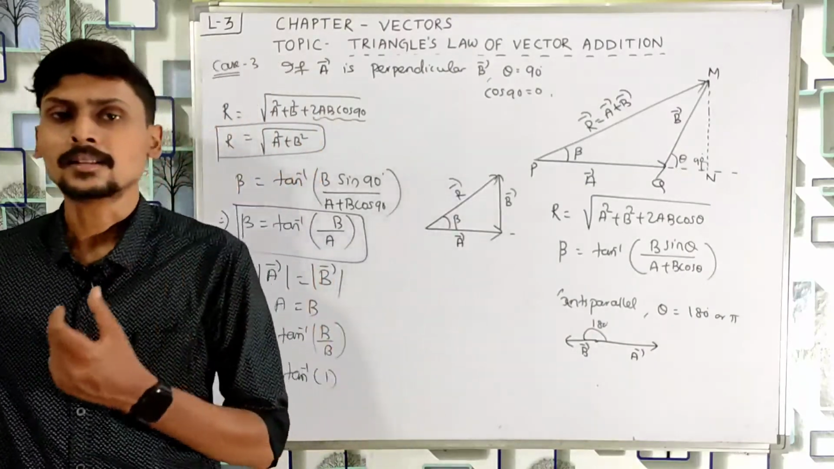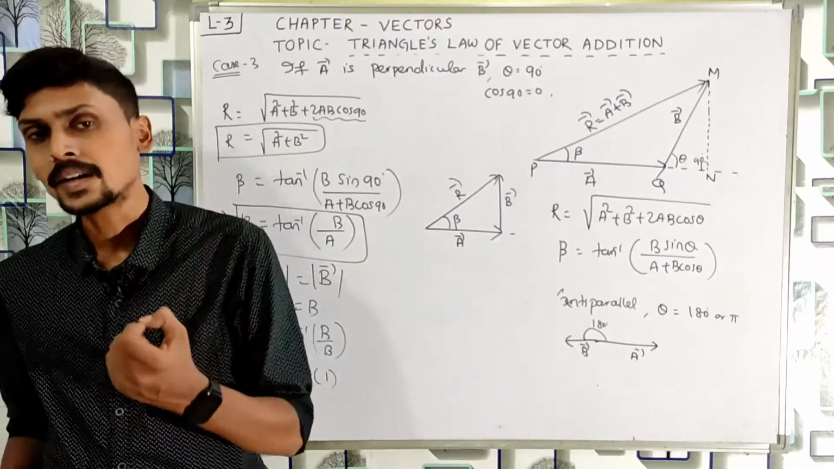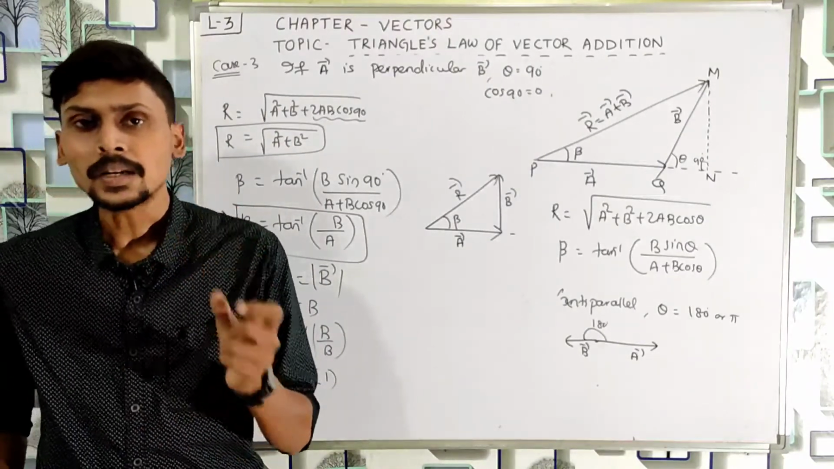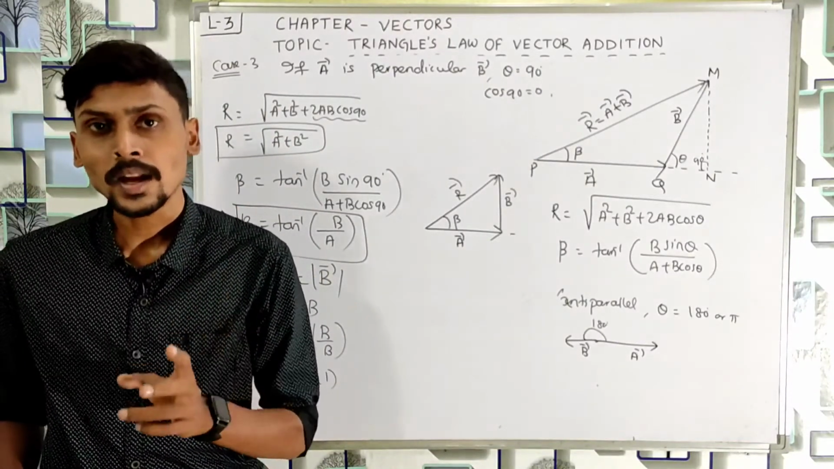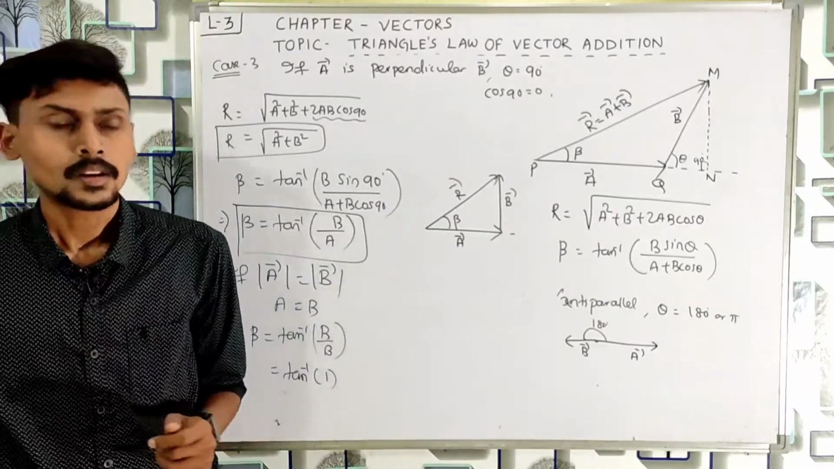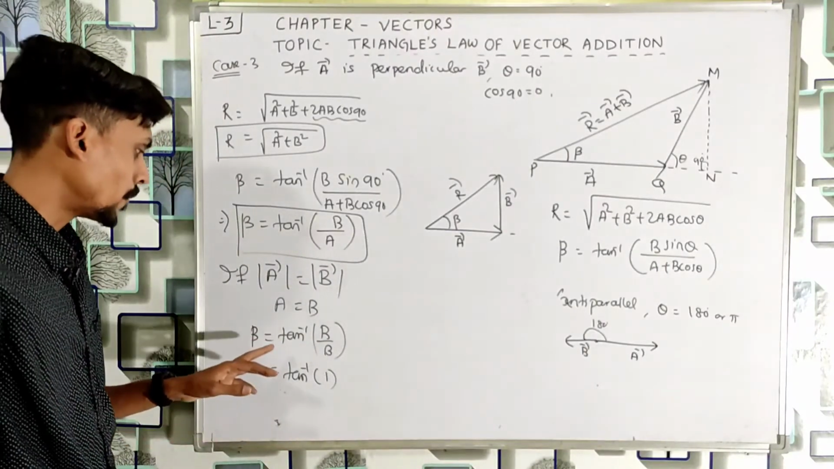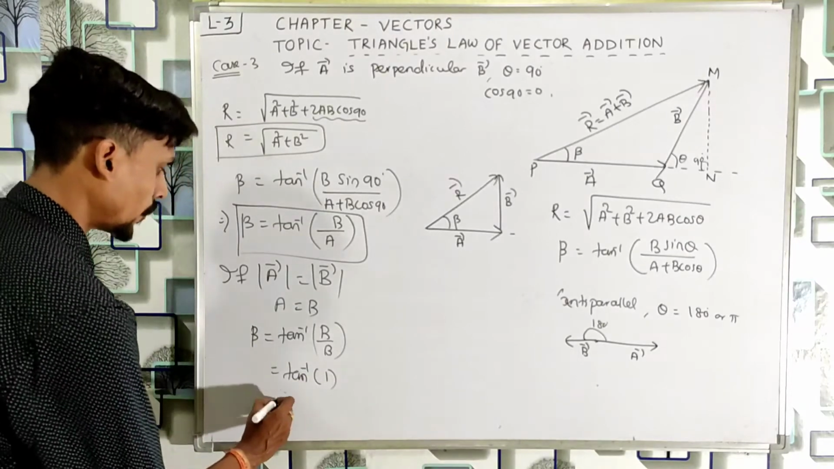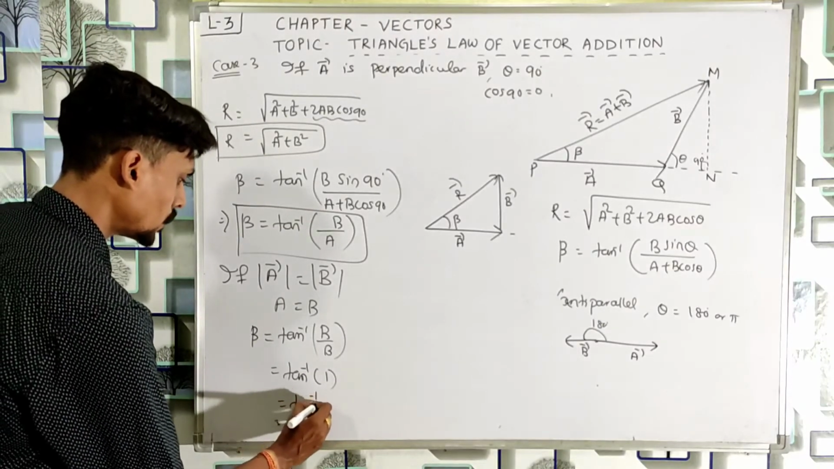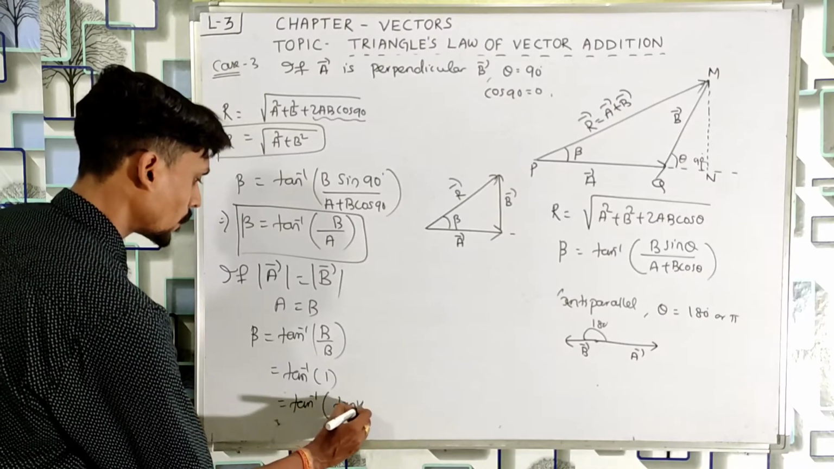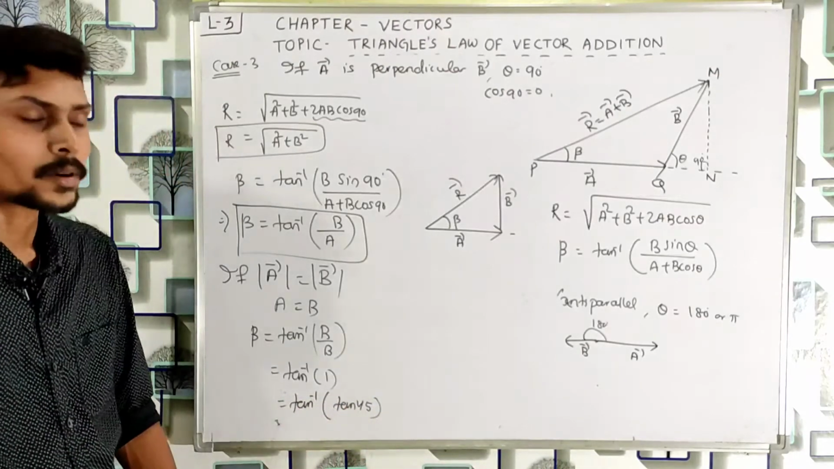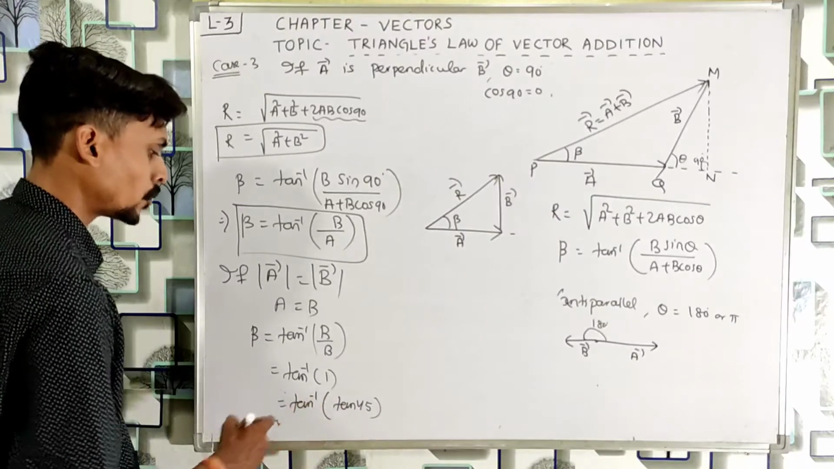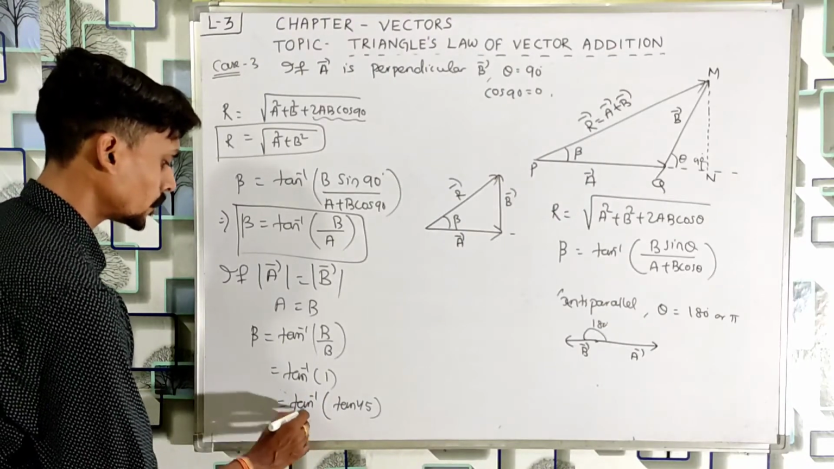For what angle beta? Tan beta will be 1. We know that tan 45 degree is 1. So if we are finding tan inverse 1, then I can write tan inverse tan 45. Tan inverse and tan will cancel, you will get 45 degree.